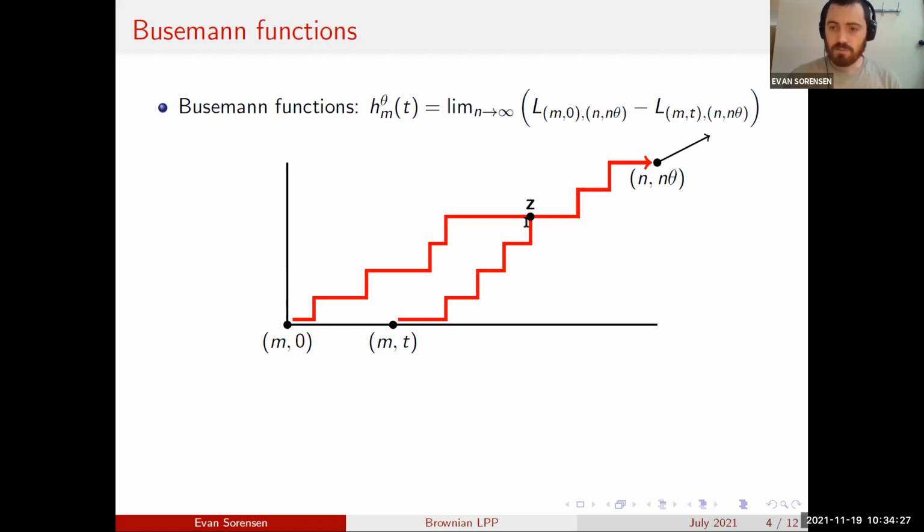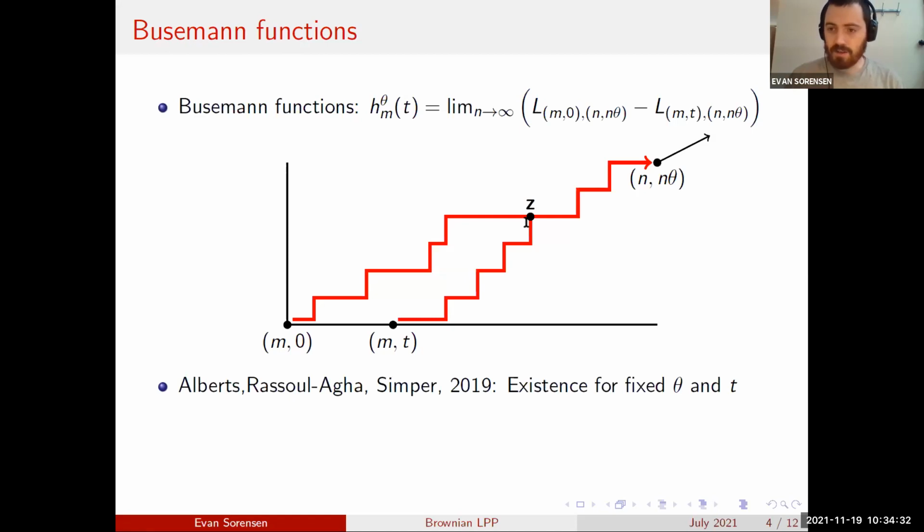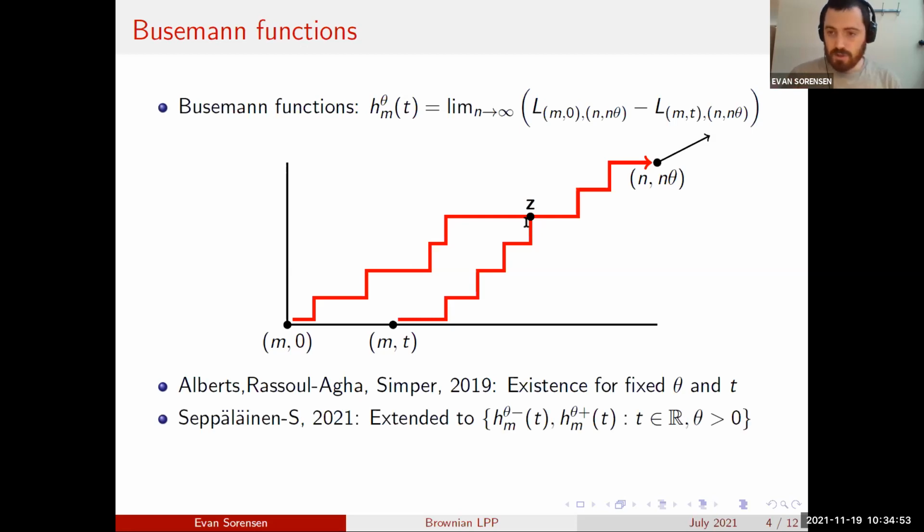Of course, there needs to be some rigorous justification for this, and so using a coupling technique, this was proven in 2019 by Alberts, Rassoul-Agha, and Simper. They show that if you fix theta and fix t, with probability 1, this limit exists. But there's uncountably many values of t and uncountably many values of theta, and so there's a global process where we can define these Busemann functions. It takes a little bit of work, and that was one of the first things that we did in our paper, is to extend this process to a process for all t and all theta simultaneously.